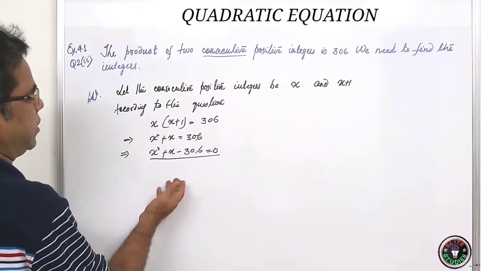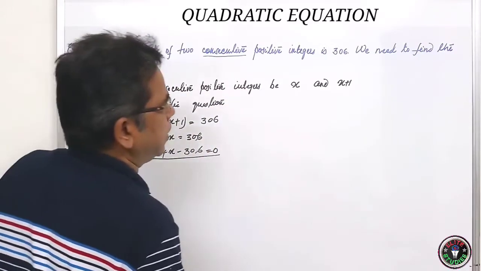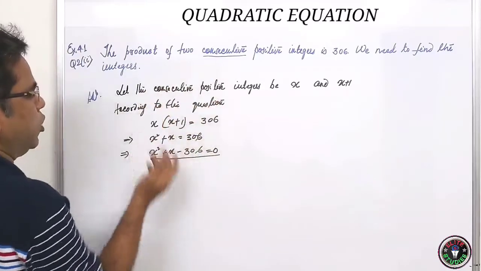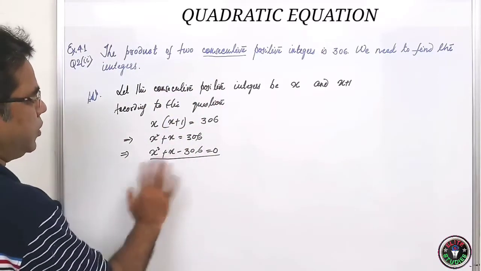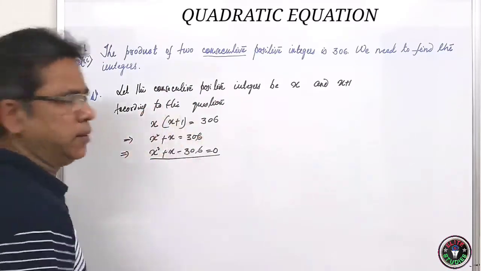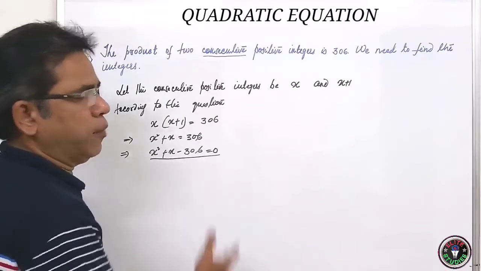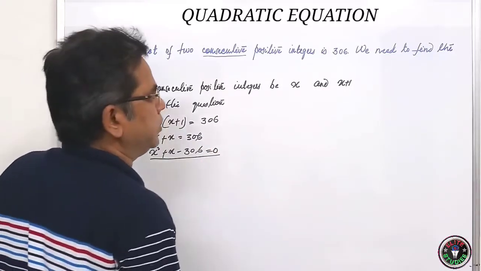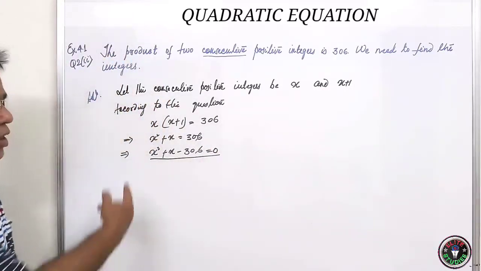If you solve for x, you can get the integers. But our question is only to represent, not to solve this equation. I hope you have understood it. Take the screenshot.